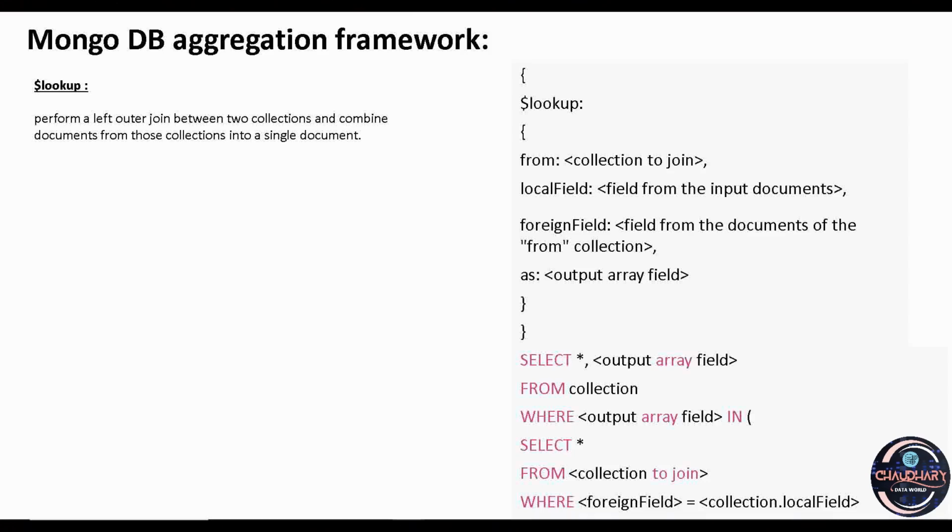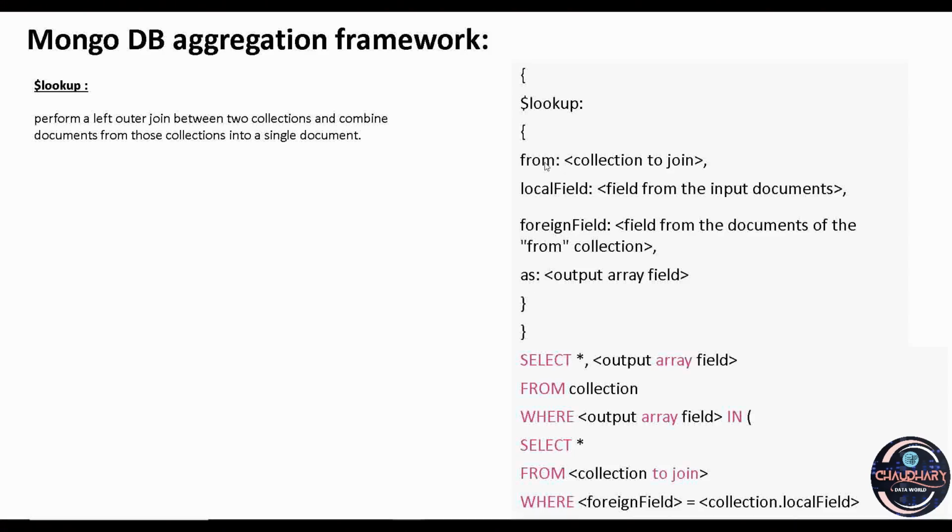For that we have a generic syntax for the lookup, this particular one above, and the equivalent SQL pseudo code is also written over here. I will explain each of them. So here this is lookup, which asks for these four fields: from, local field, foreign field, and as.